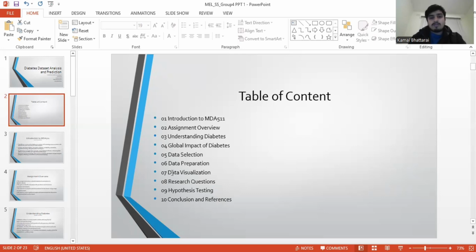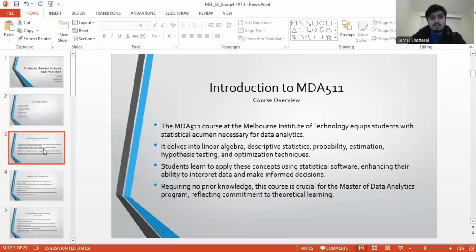After that we are going to visualize the data using different plots and diagrams like histograms, box whisker plots and heat maps. After that we will discuss some research questions associated with this dataset, and then we create some hypotheses about our perceptions, which we will test, and there will be a final conclusion. Now let me start this presentation with the basic introduction to the subject.